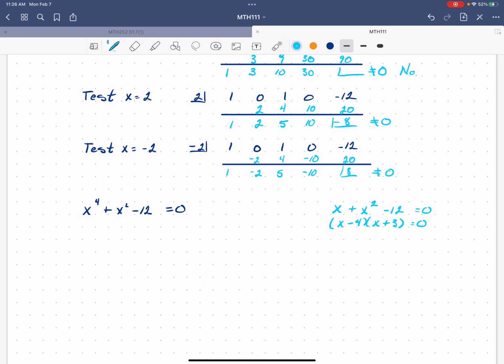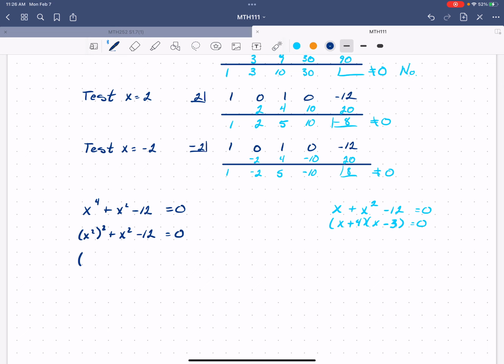I have x squared squared plus x squared minus 12 equals 0. And this will factor just exactly the same way. Oh, wait, I see. That should be a plus and a minus. Hold on, let me fix this. I need to factor this correctly. This should be an x plus 4 and an x minus 3. There we go.